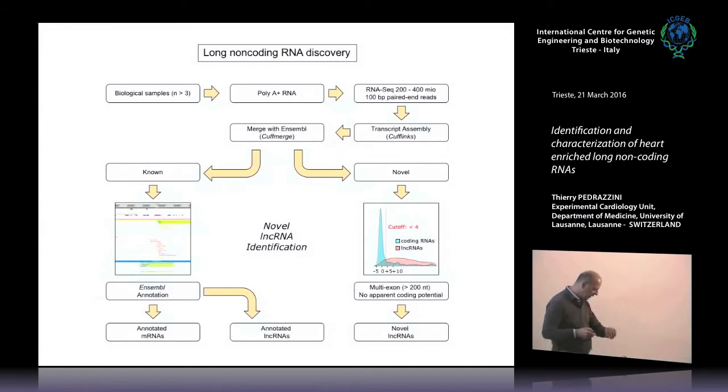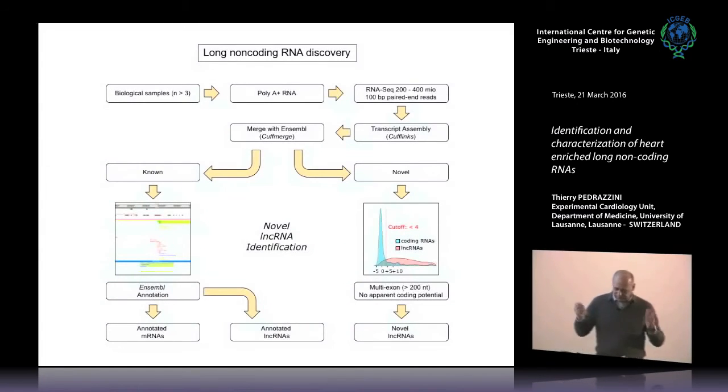Okay, so with this, I'm going to give you a little bit of information on how we approach the study and characterization, identification and characterization of the long non-coding RNA in the heart. But it can be applied to any tissue. What we do is that obviously we have biological samples. We isolate the poly-A RNA fraction.